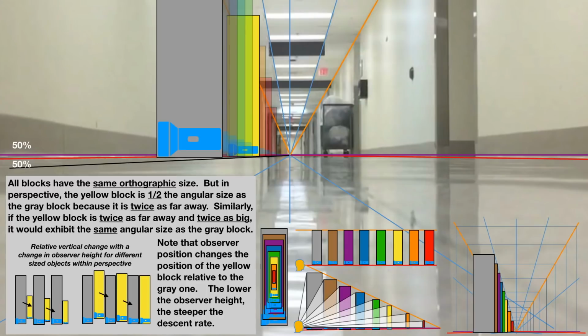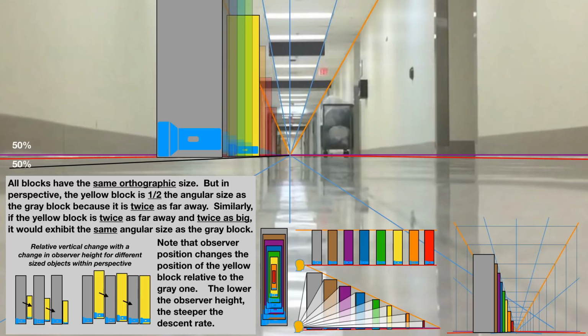Well, we can pull them out and look at them. So all blocks have the same orthographic size when we view them from a side view. But in perspective, the yellow block is half the angular size as the gray one because it is twice as far away. Again, noting that we double the distance, we halve the size. Similarly, if the yellow block is twice as far away and twice as big orthographically, it would exhibit the same angular size as the gray block. So in that case, within perspective, they would be the same size.